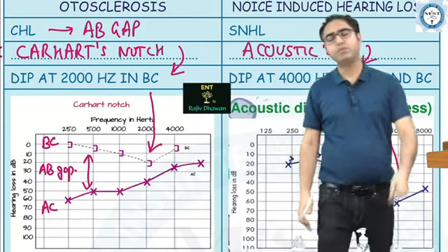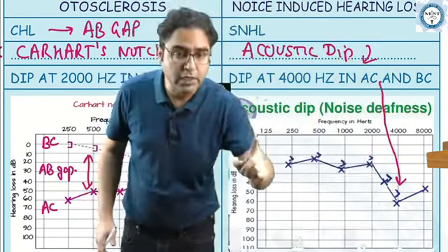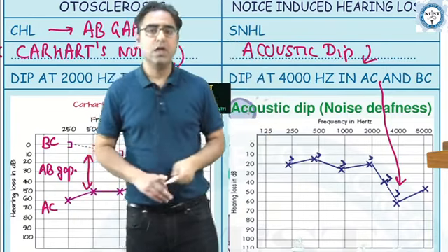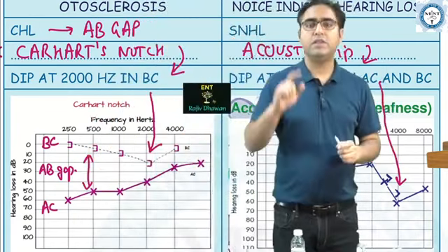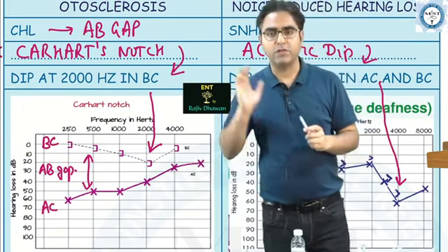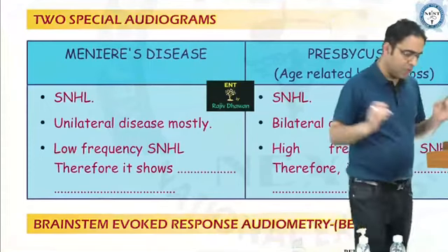Let me say it once again, say with me. Carhart's notch is a dip at 2000 Hertz in BC. It's a feature of otosclerosis. Acoustic dip is a dip at 4000 Hertz in AC and BC, and this is a feature of noise-induced hearing loss. Okay, beta. Now, two special audiograms, beta.